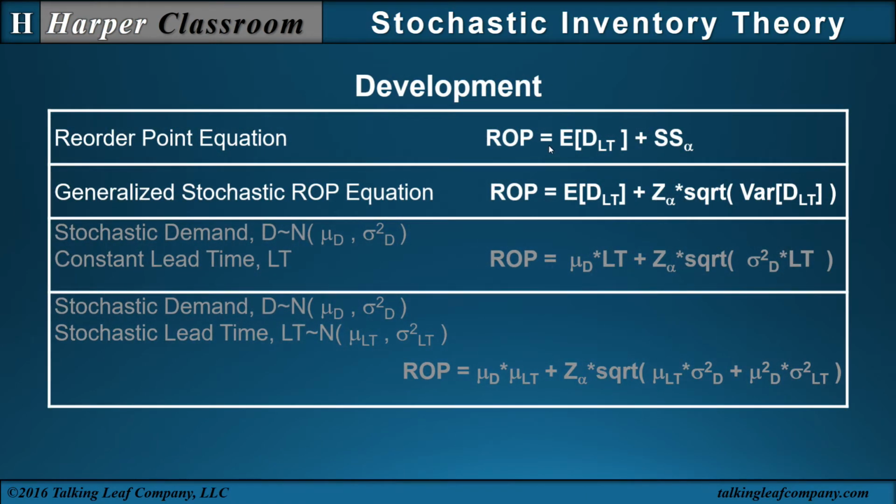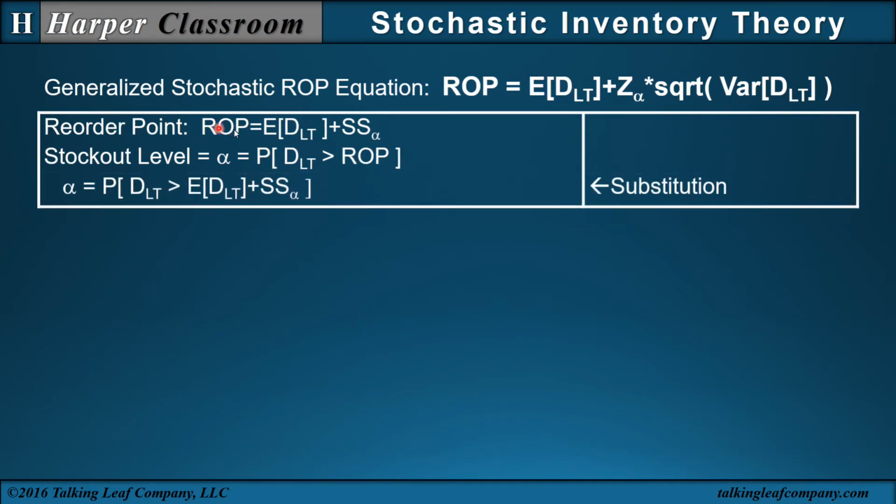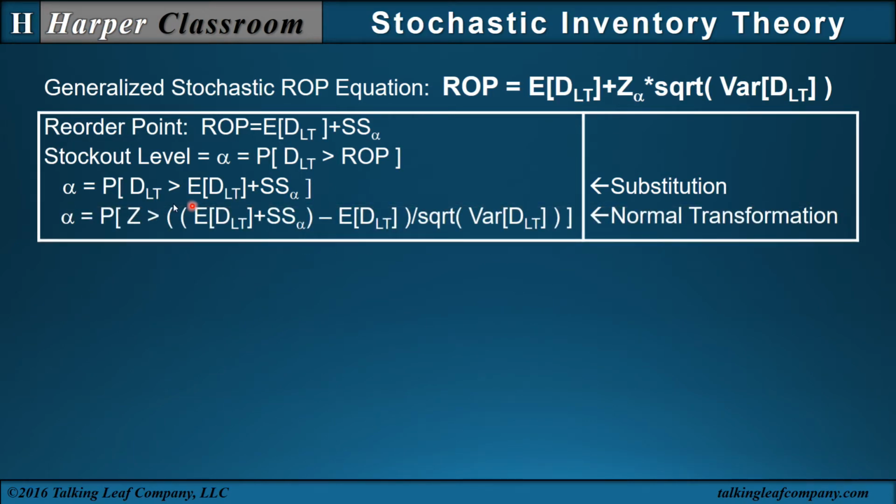In the development, the first thing I will look at is take the ROP equation and derive the generalized stochastic ROP equation. First, we start with the ROP expression and the stock out level, and then we substitute the ROP equation in for the stock out level probability. And then the normal transformation. Since my random variable is my demand during lead time, if I subtract the expectation of the demand during lead time from both sides, divide by the square root of the variance of the demand during lead time from both sides, then the left-hand side here will be a z, a standard normal.